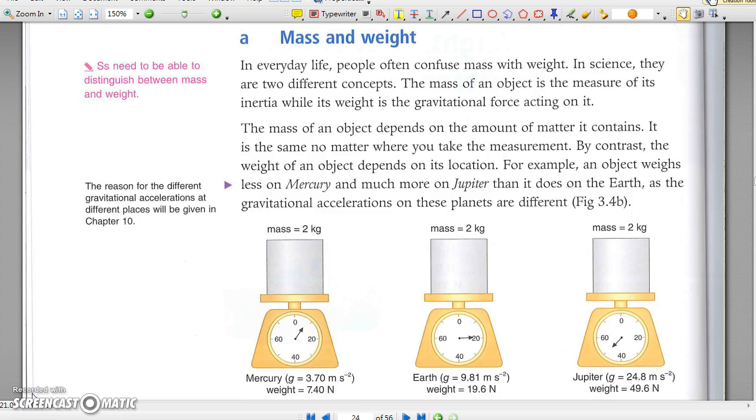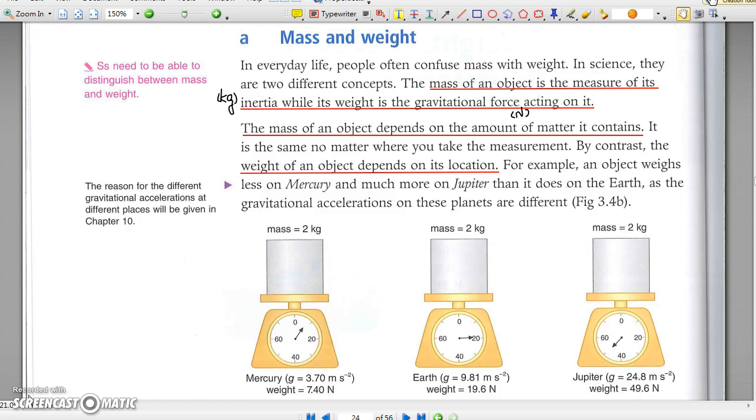A. Mass and weight. Mass is a measure of inertia in units of kilogram, while weight is a gravitational attractive force measured in Newton. Mass also tells how much matter an object contains, so it doesn't change with time or change from place to place. While weight, W equals mg, it may change as gravity at different places changes.